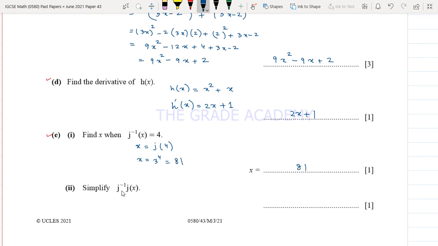Now simplify j inverse of j of x. Keep in mind that when we apply the inverse function of a function on the same function, both of them get cancelled out and we get only x. So j inverse of j of x will be equal to x, because the functions j inverse and j cancel out each other. For any function, f of f inverse of x is x. Similarly, f inverse of f of x is also x. When two inverse functions apply together, they cancel out each other's effect. So j inverse of j of x is simply x.